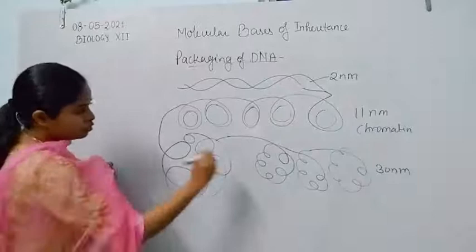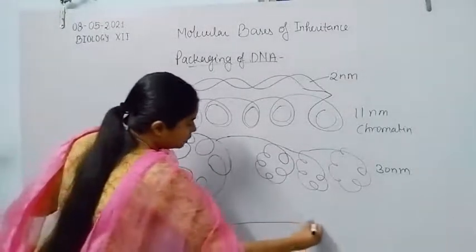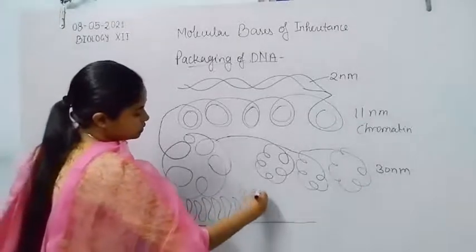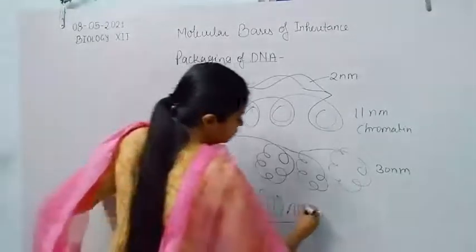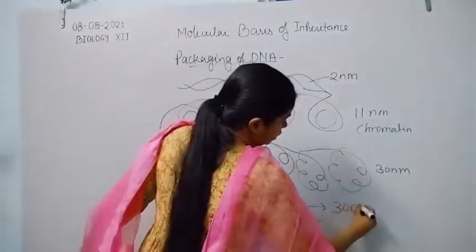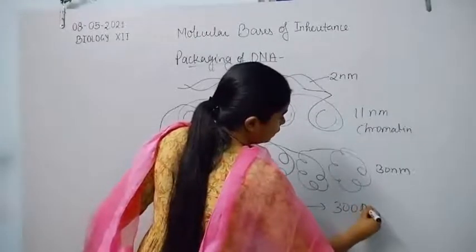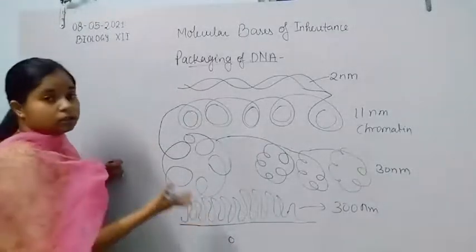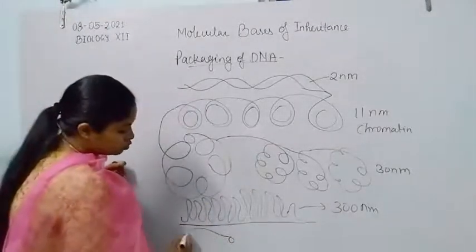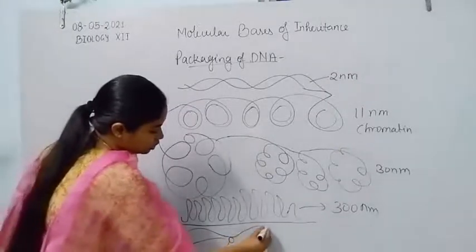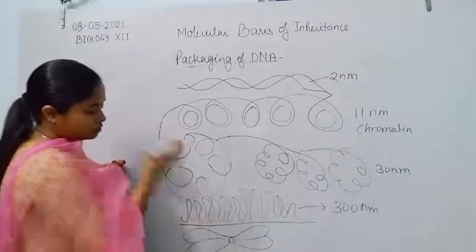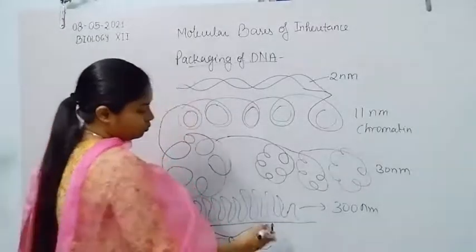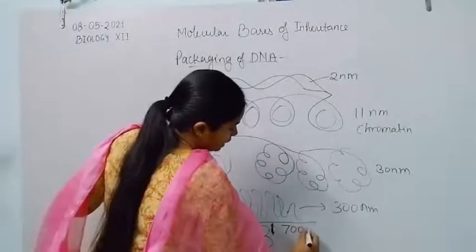They become more condensed. The chromosome becomes more condensed to form the protein scaffolding or brush border like chromosome on the central axis. Here the width of the protein scaffolding structure is about 300 nanometer, and the chromatid is converted into the chromosome of metaphase. Here is the structure of the metaphase chromosome, and the width of one chromatid fiber is about 700 nanometers.